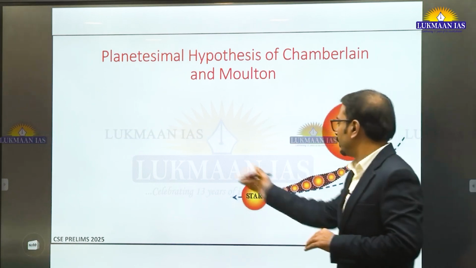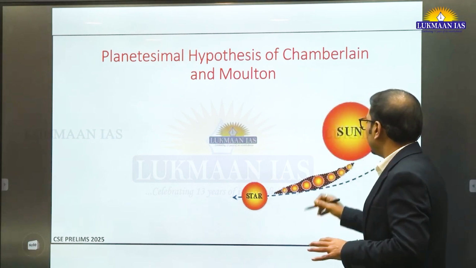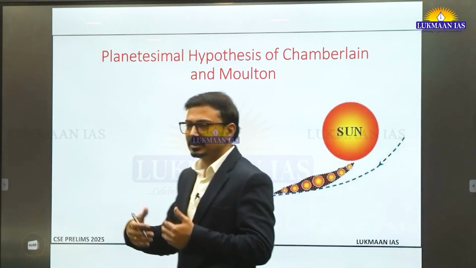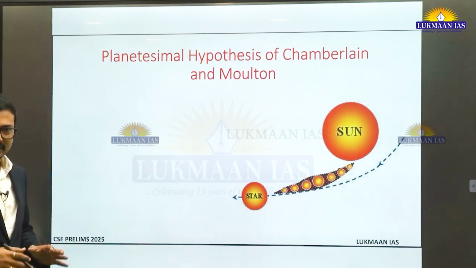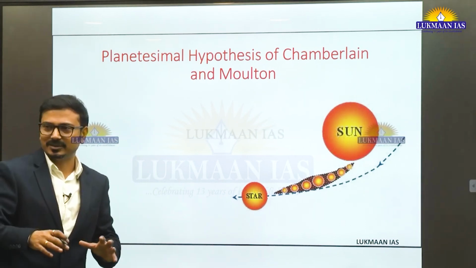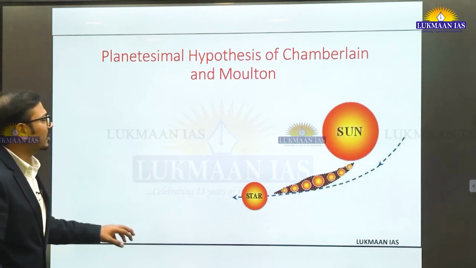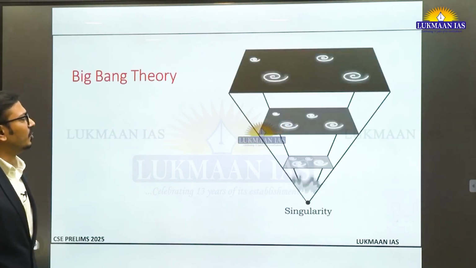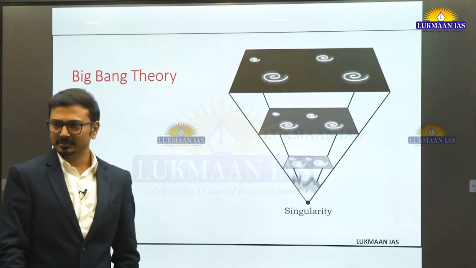Okay, this star moved ahead while this mass started revolving around the sun, and later through the accretion process these planets were formed. So basically these are hypotheses, that's why they are called hypotheses, and they have been criticized. Okay, so they are not largely accepted for the formation of the universe. Now the Big Bang theory, we are aware of that.